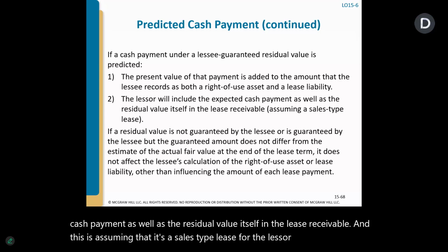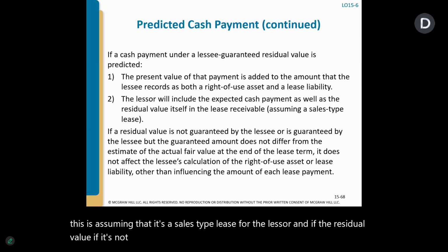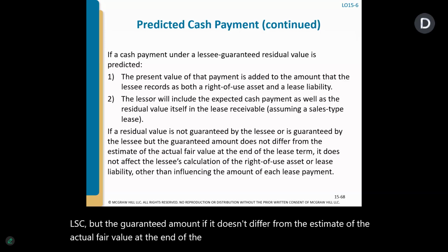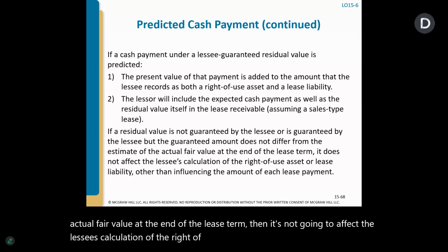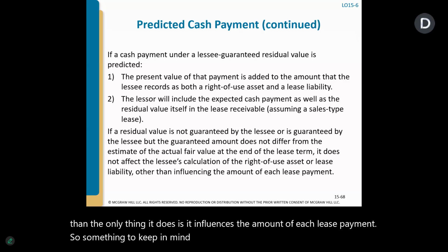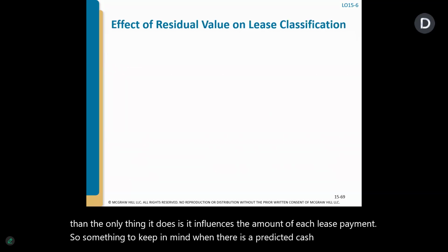And if the residual value is not guaranteed by the lessee, or is guaranteed by the lessee but the guaranteed amount doesn't differ from the estimate of the actual fair value at the end of the lease term, then it's not going to affect the lessee's calculation of the right of use asset or the lease liability. The only thing it does is influence the amount of each lease payment. So that's something to keep in mind when there is a predicted cash payment to be made.